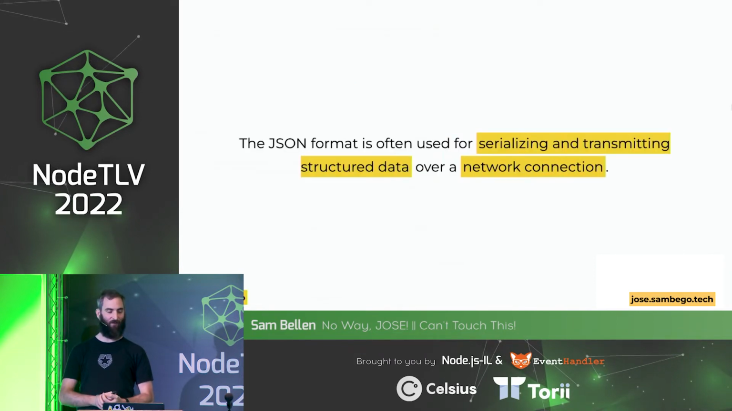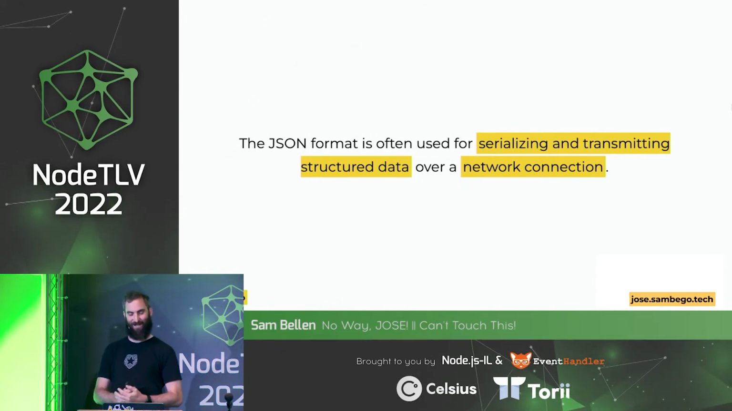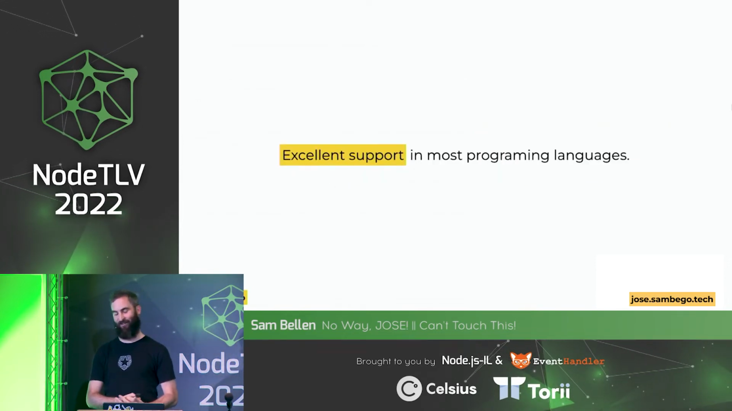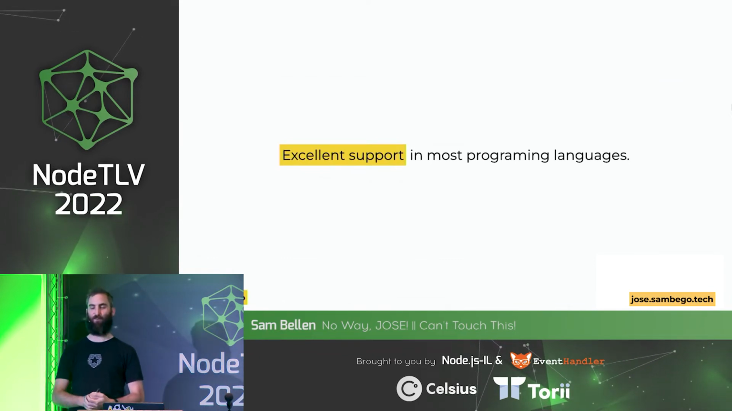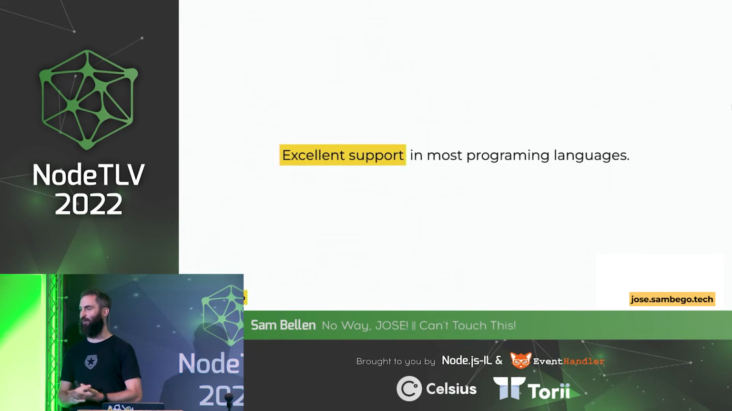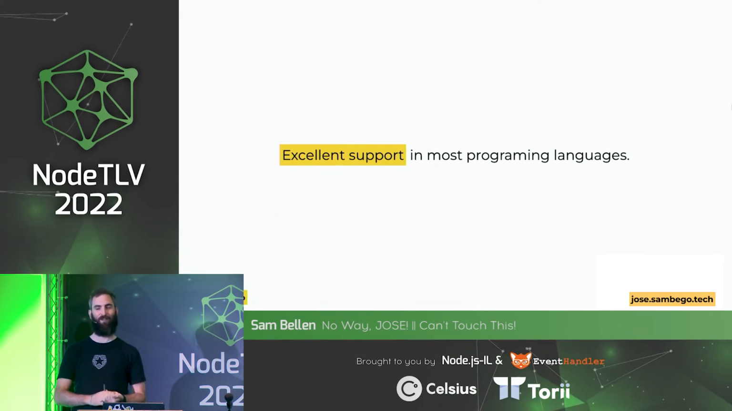And why JSON? Well, the JSON format is often used for serializing and transmitting structured data over a network connection, which basically means that we use it on the internet all the time. Who prefers XML over JSON? Nobody, right? These days, we all prefer JSON because it's much easier to work with, and we use it all the time on the internet. And it also has excellent support in most programming languages. It has first-class support in JavaScript. It comes from JavaScript. But any other language out there either has support for it natively or has a very good library that knows how to deal with JSON. So no matter which language you prefer, you should be able to work with JSON quite easily.